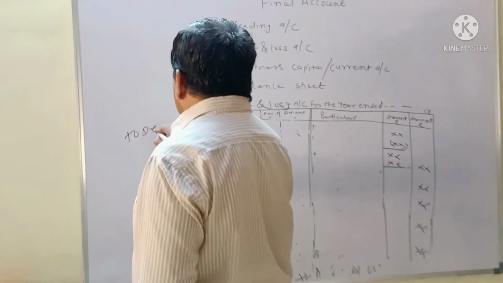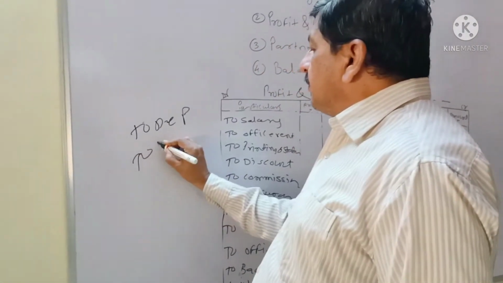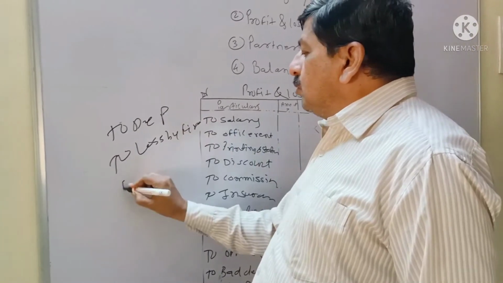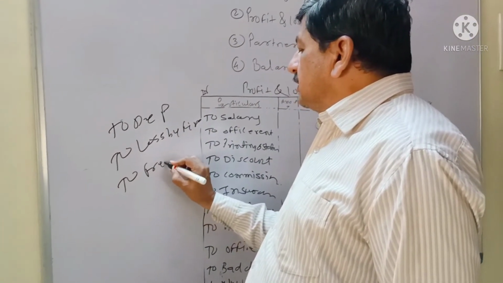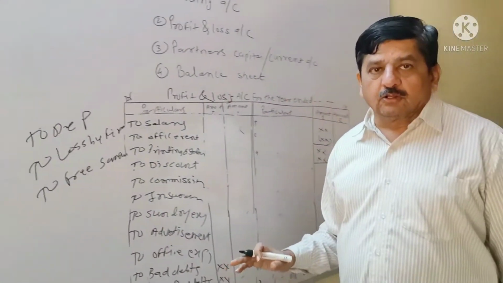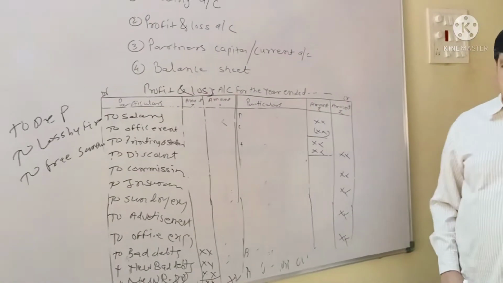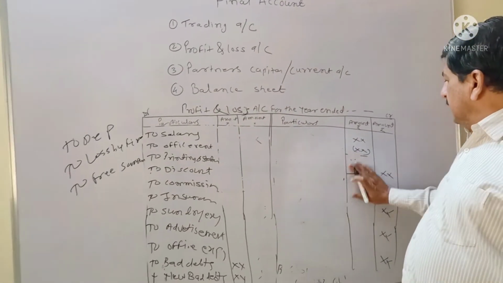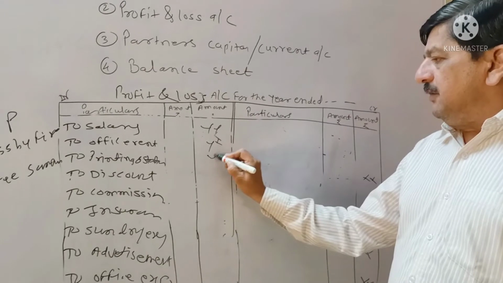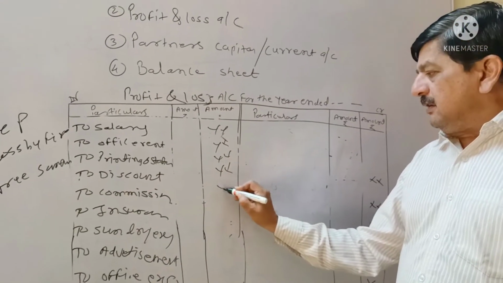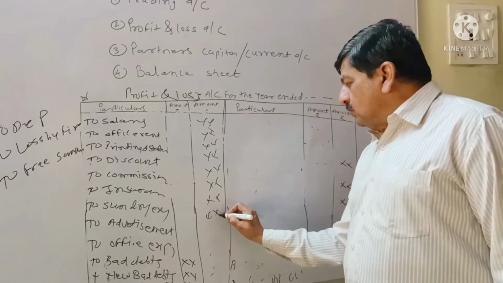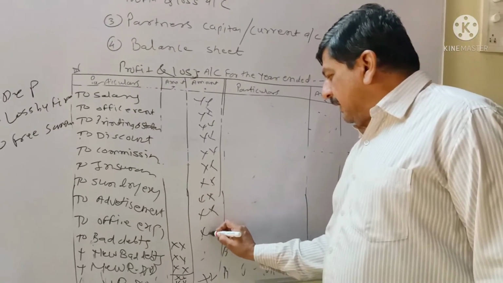What comes to depreciation, loss by fire, free sample in adjustment given? These extra items are taken on the debit side of the profit and loss account. On the credit side of the P&L account, all items are taken in the outer column. If an adjustment is given, then take it in the inner column. Otherwise, take it in the outer column. If there is no adjustment, take it in the outer column.